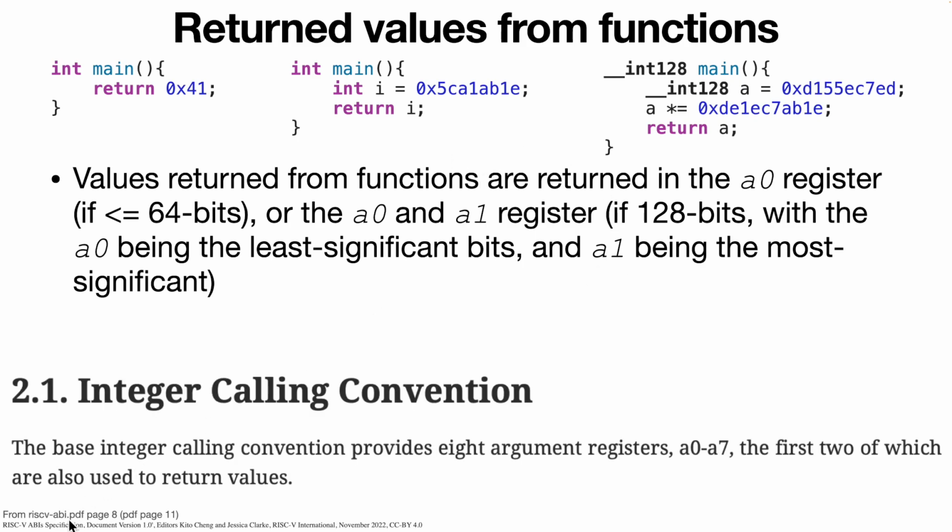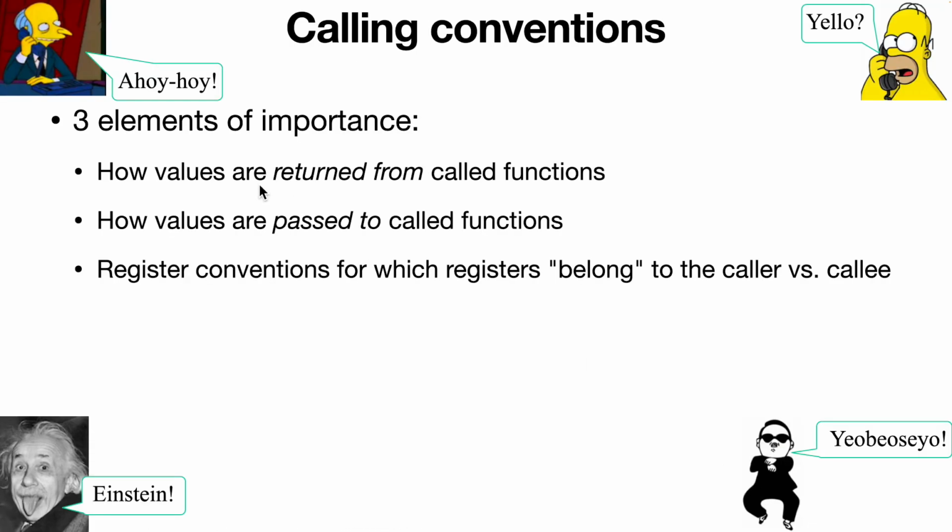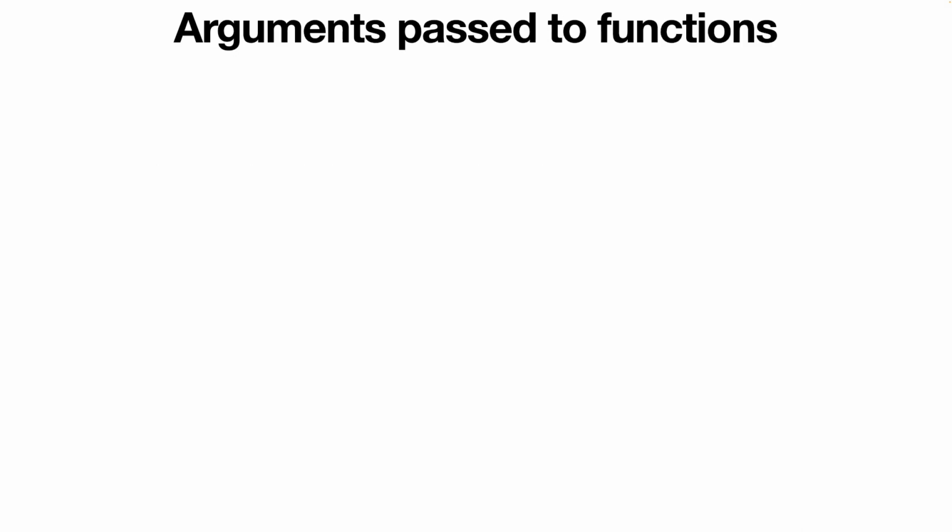Now, where does this come from? This comes from the RISC-V ABI documentation, which tells us that the base integer calling convention provides 8 argument registers, A0 through A7, but the first 2 of which are also used to return values. So I started with how to return values rather than how to pass values, just because it's simpler. Check, and we're done.